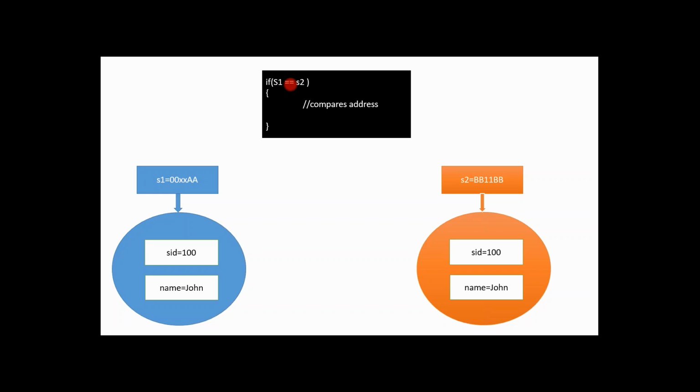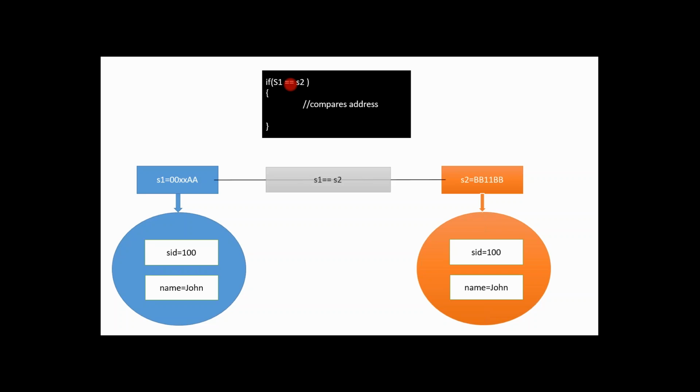To compare, we have two types: one is value data type, the other is reference data type. To compare value data types, we use the double equal to operator. If you have to compare objects, you should use the equals method. What happens if you are using double equal to? If you say S1 double equal to S2, then it compares the address of S1 with the address of S2.